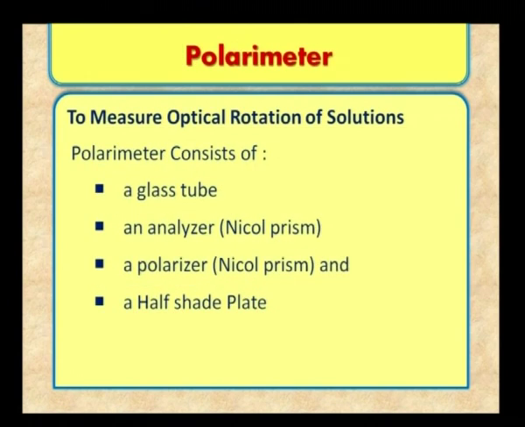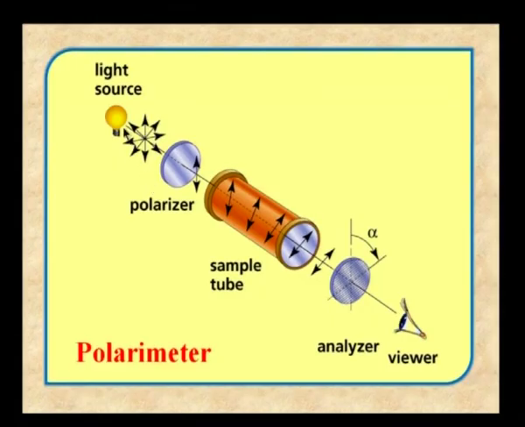To measure the optical rotation of solutions, we make use of a polarimeter. A polarimeter is a setup containing an analyzer and a polarizer. The analyzer is a nickel prism, and the polarizer also is a nickel prism. You have a light source, a polarizer and an analyzer. This is the sample tube, and you call the whole thing the polarimeter setup.